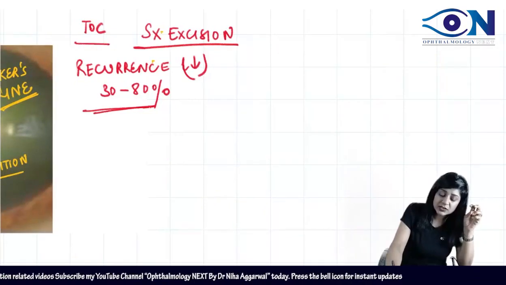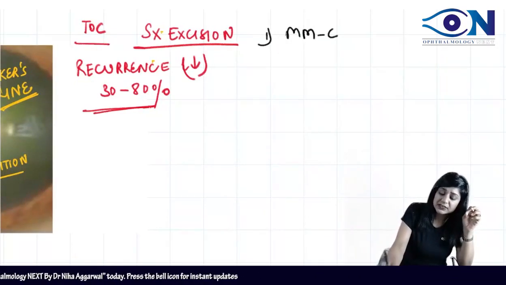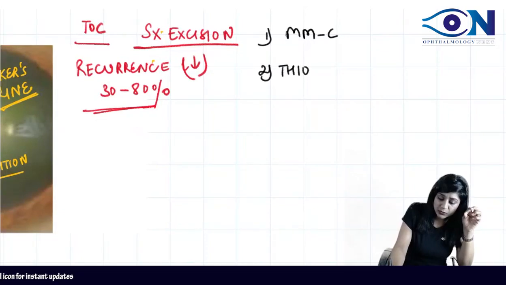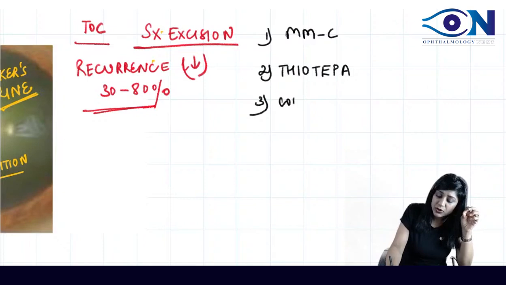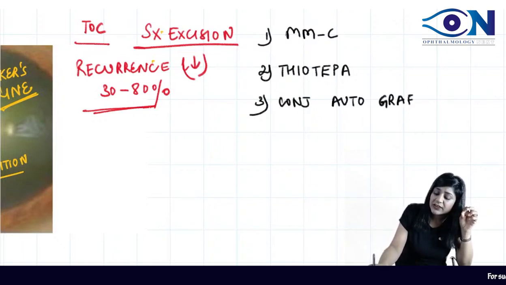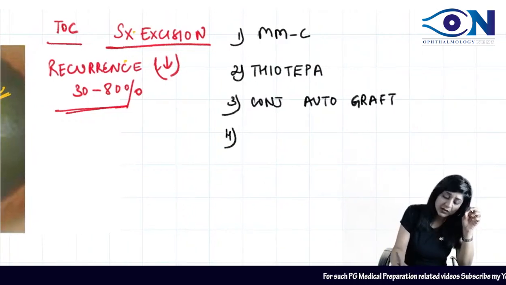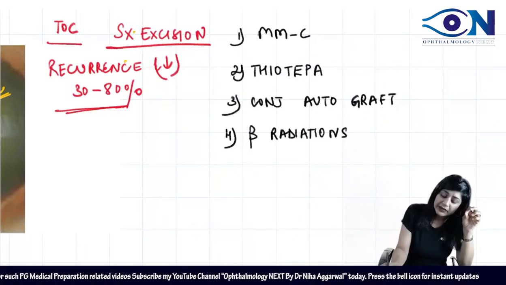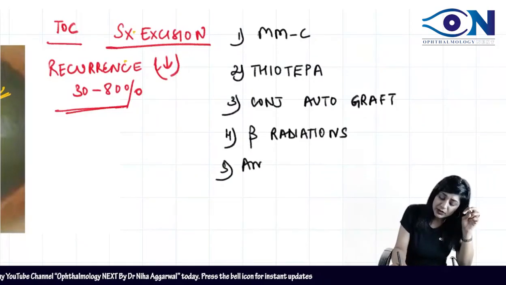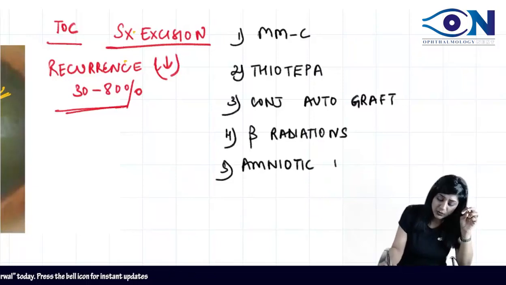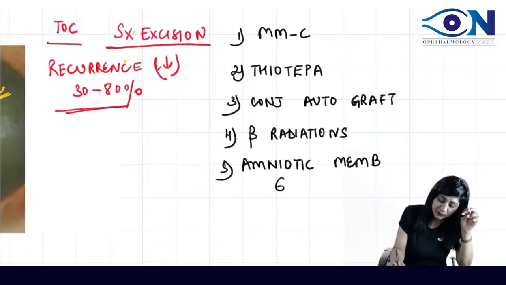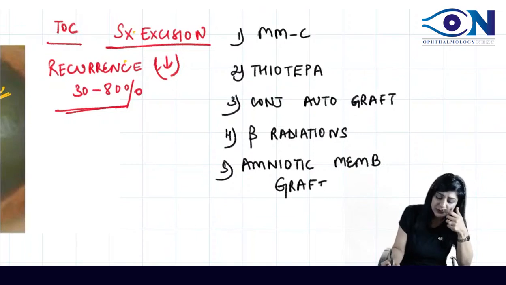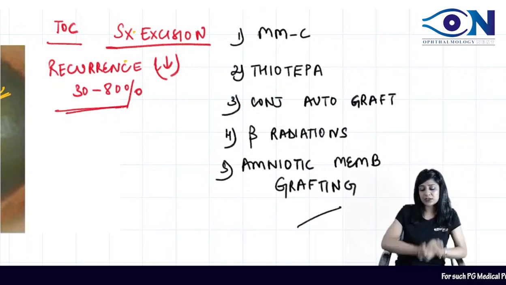You can reduce this recurrence with mitomycin C. We can give thiotepa. Then number 3 is conjunctival autografting. We can do conjunctival autografting. We can emit beta radiations. And then number 5 is amniotic membrane grafting. Amniotic membrane grafting also we can do. So these are the important things with respect to the pterygium.